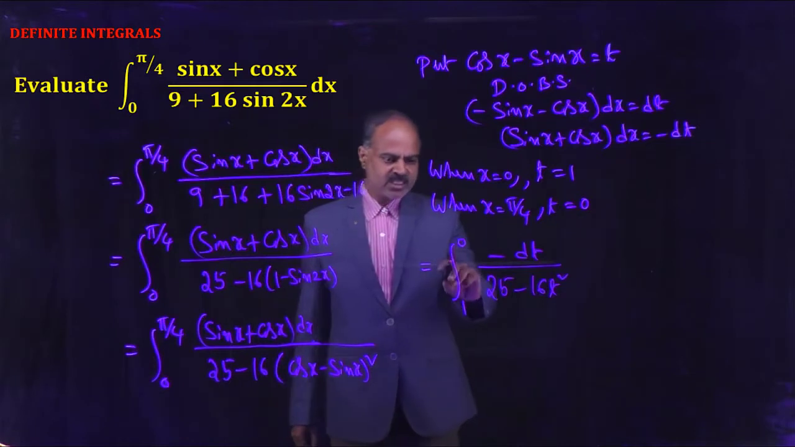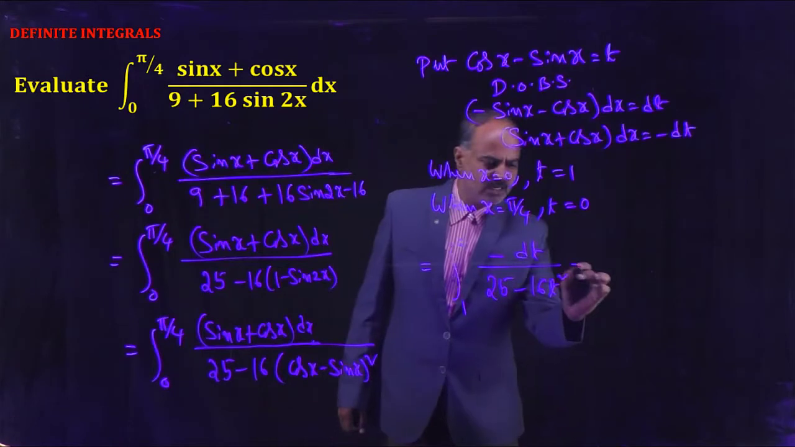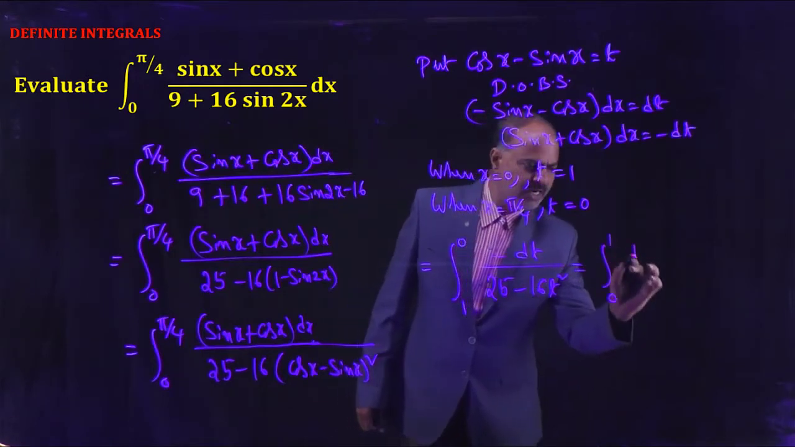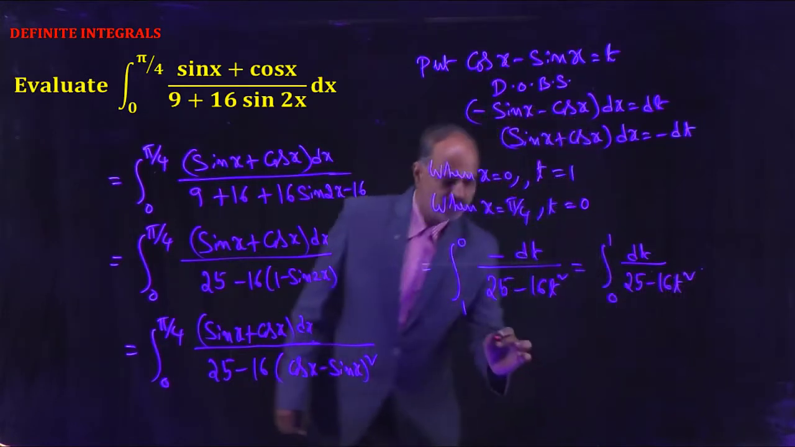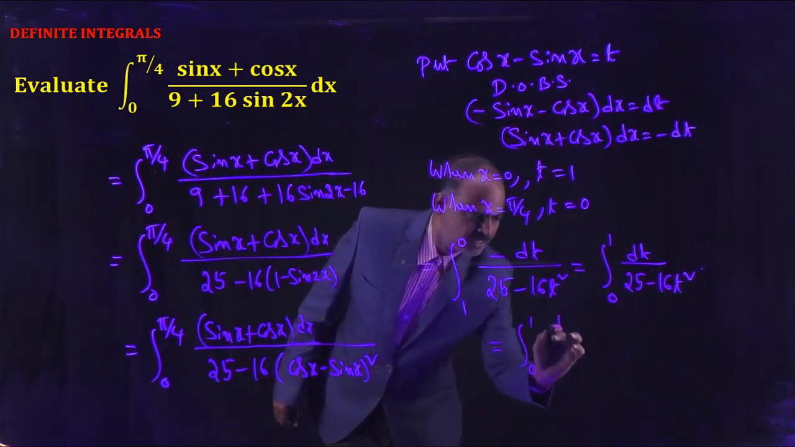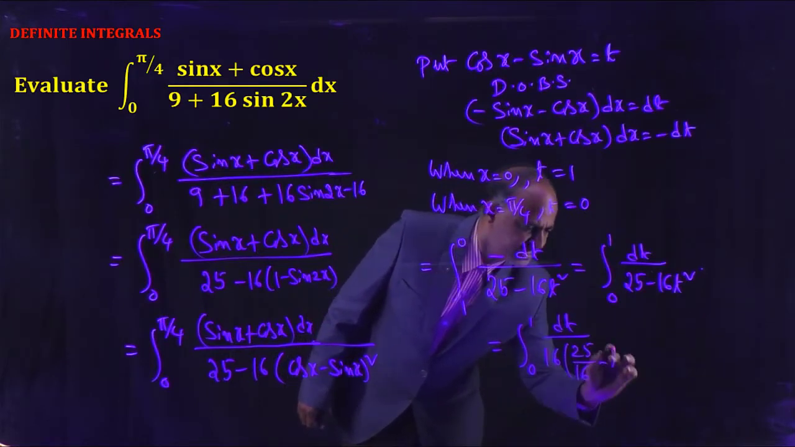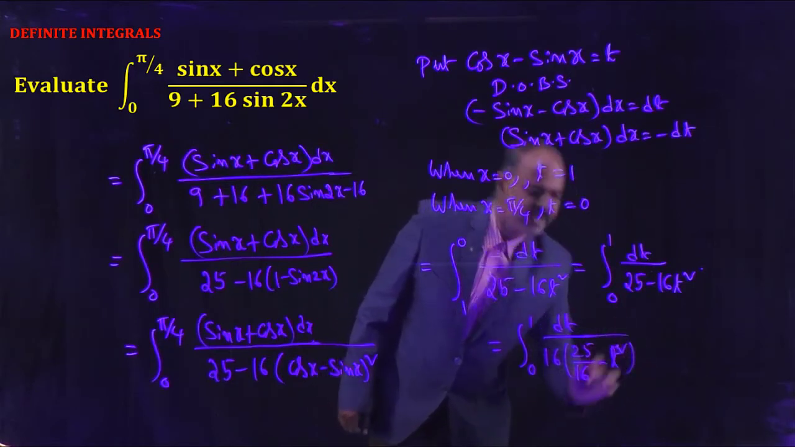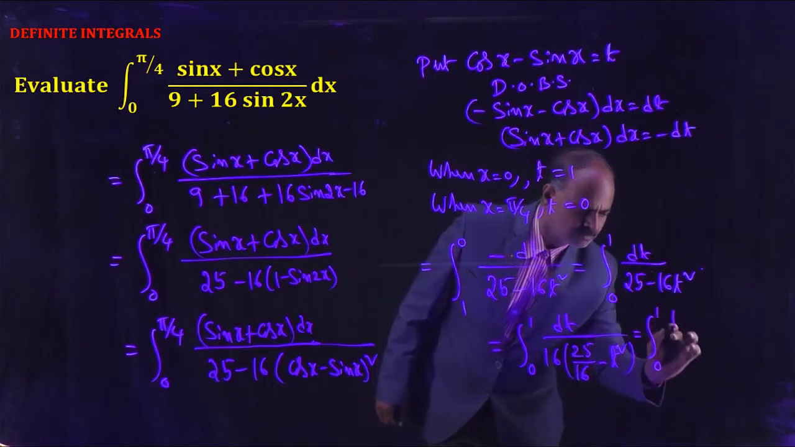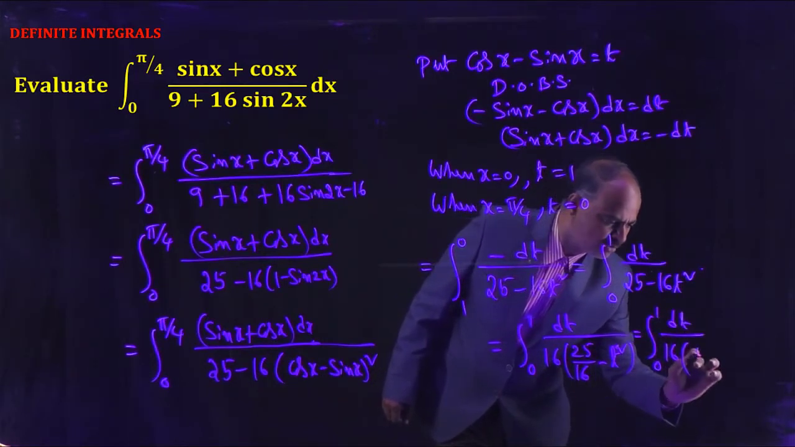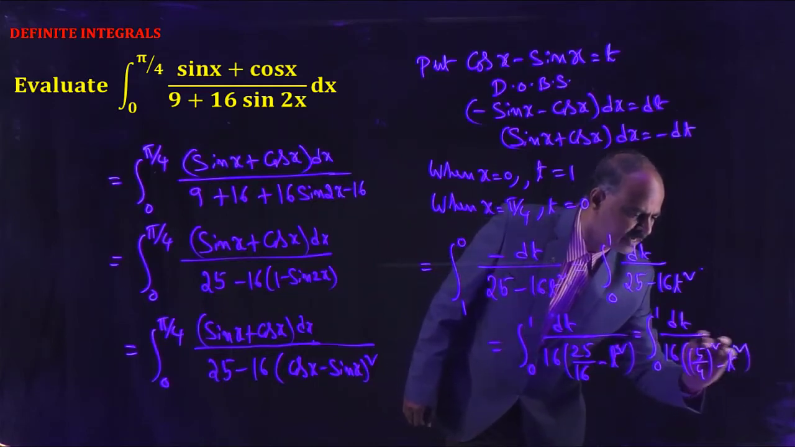So if the limits of the definite integral are interchanged, then its value changes only in sign. Now this can be written as integral 0 to 1 dt by 25 minus 16 t square. Now here this is integral 0 to 1 dt by 16 into 25 by 16 minus t square. Now this is equals to integral 0 to 1 dt by 16 into 5 by 4 whole square minus t square.